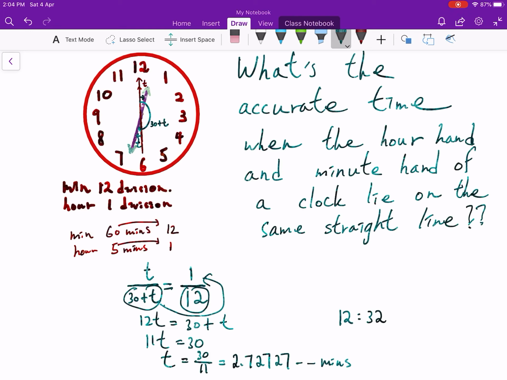And how about this 0.72727? We can calculate the seconds because 1 minute has 60 seconds, so we times it by 60 and it will become seconds. So let's do it: times 60. This will be around 44 seconds, okay? 43 point something seconds. So at this time, the hour hand and minute hand will lie on the same straight line.